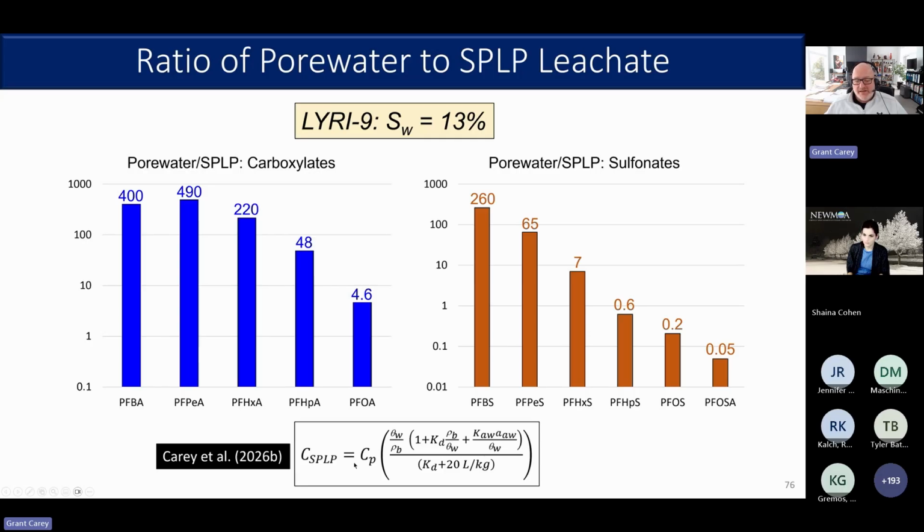If you wanted to adjust between pore water and SPLP, there's this equation that accounts for the partitioning that occurs. And that just shows the complexity between SPLP leachate concentrations, which are done under a saturated test, versus pore water, where you've got, especially for longer chain species, absorption to the air-water interface. And that results in lower pore water concentrations than what you'd think would be out there based on an SPLP.